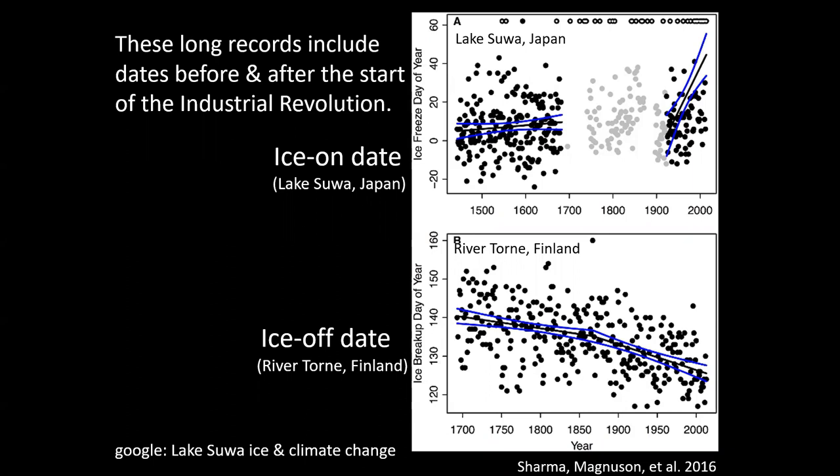And then on the right-hand side, you see the same variability, sort of, and you see a much deeper line. The other long record we have is for a river between Finland and Sweden, the River Torne, and we have about 300 years of observation, made every year.